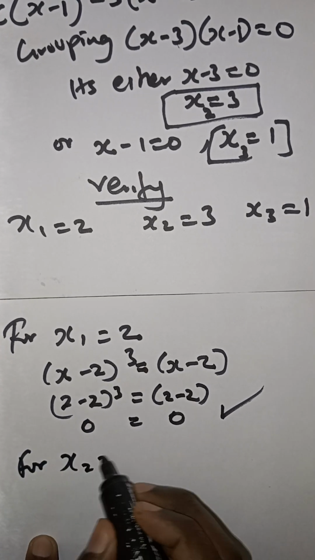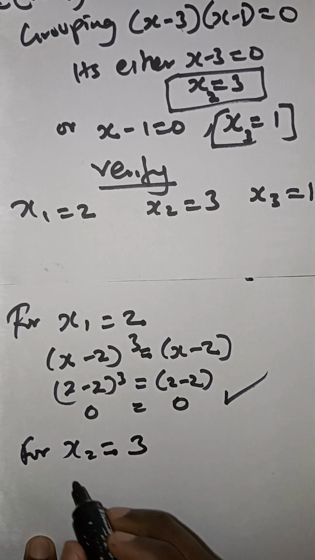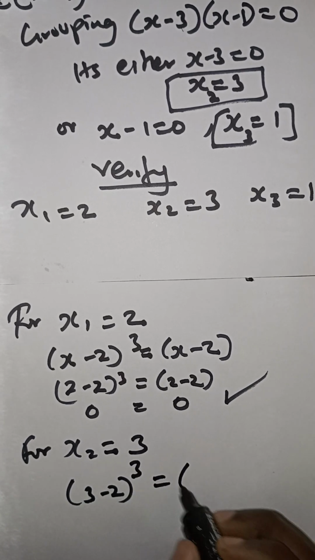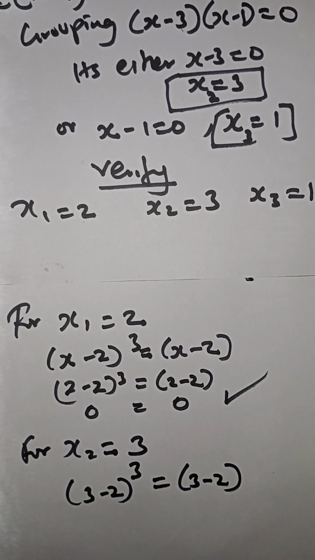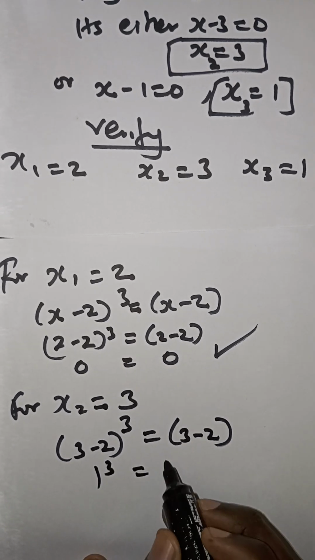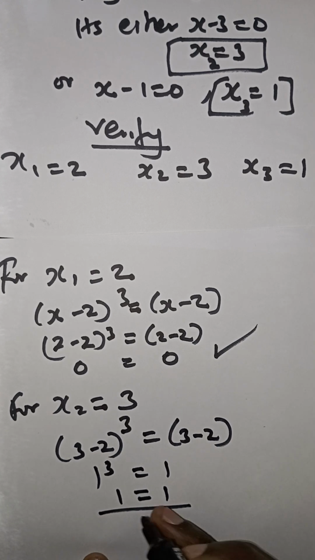For x2 = 3, substituting it here, I'm going to have (3 − 2)³ = 3 − 2. Of course, this gives me 1³ = 1. And of course, 1 is the same as 1.